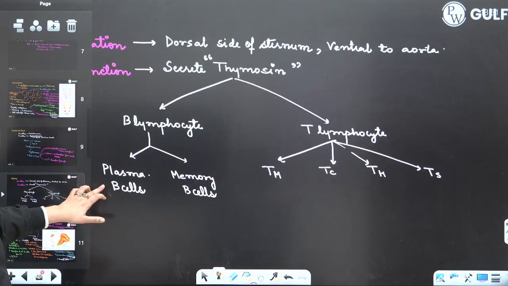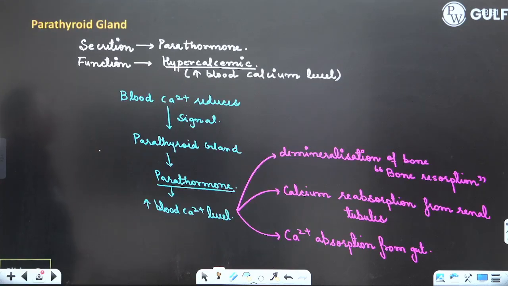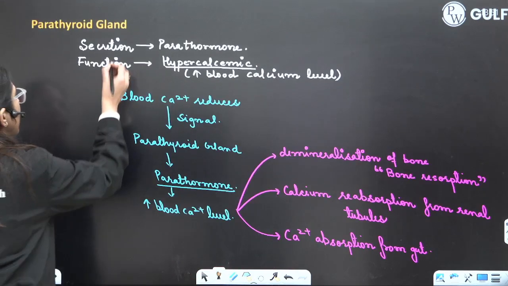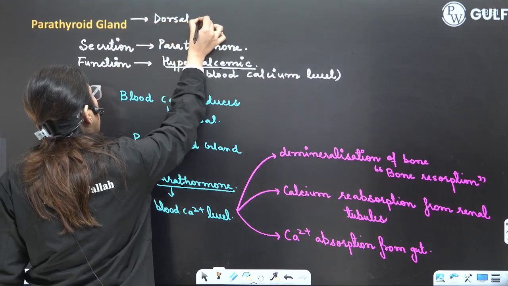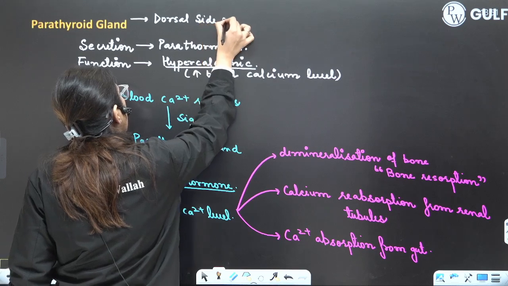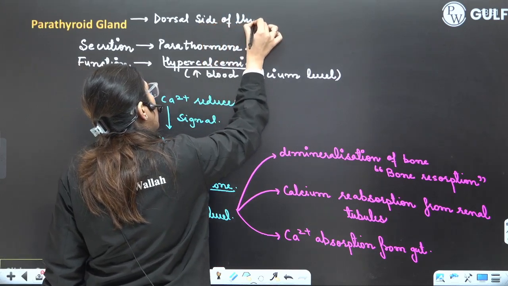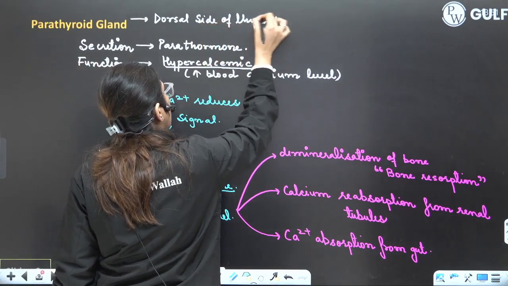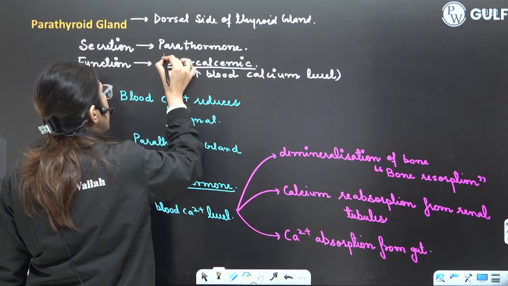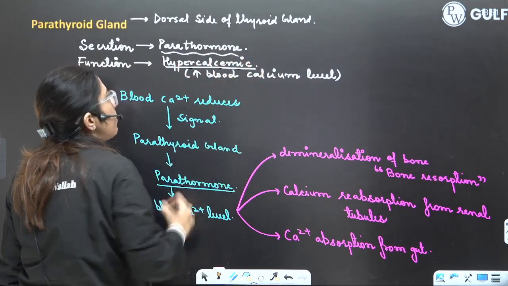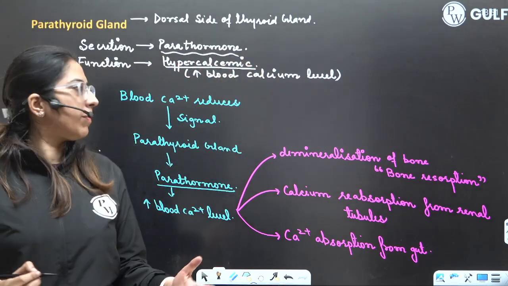Now, moving on to the next gland, which is the parathyroid gland. The parathyroid gland is present on the dorsal side of the thyroid gland. They secrete parathormone. It is hypercalcemic; it increases the blood calcium level.